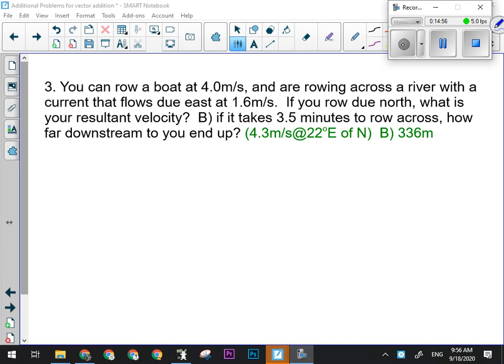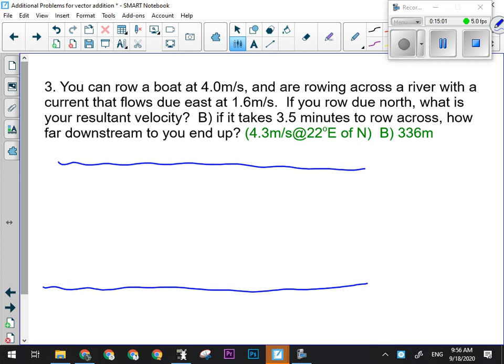Okay, so let's have a look at this. So here's our river. You can row at 4 meters per second, which is like you're an Olympic rower. That's really fast. 4 meters per second. You're rowing across the river. So here's our rowing speed. It points straight across the river at 4.0 meters per second. The current flows east at 1.6 meters per second. All right, so there's the two vectors that I have.